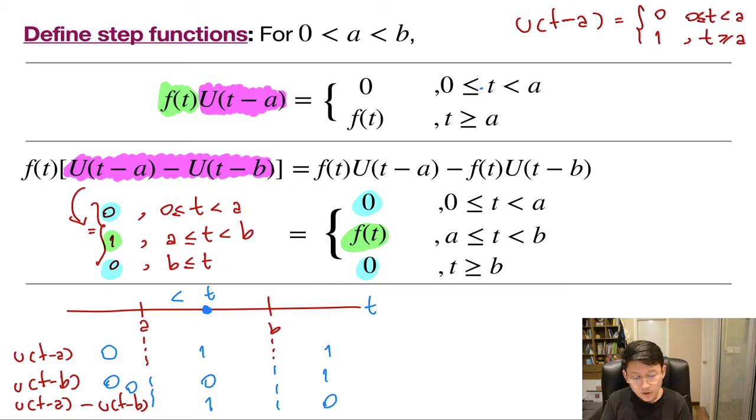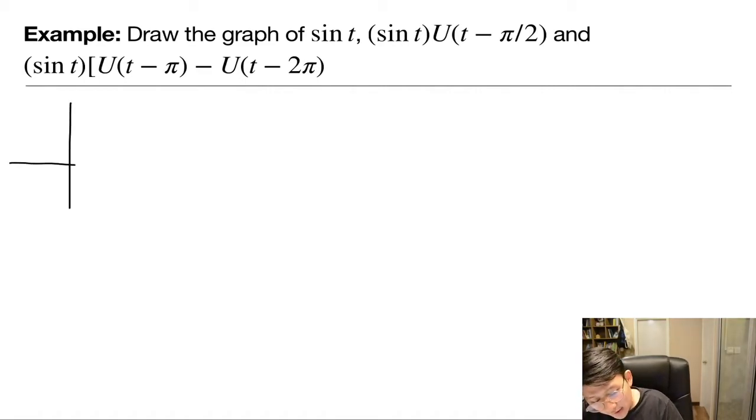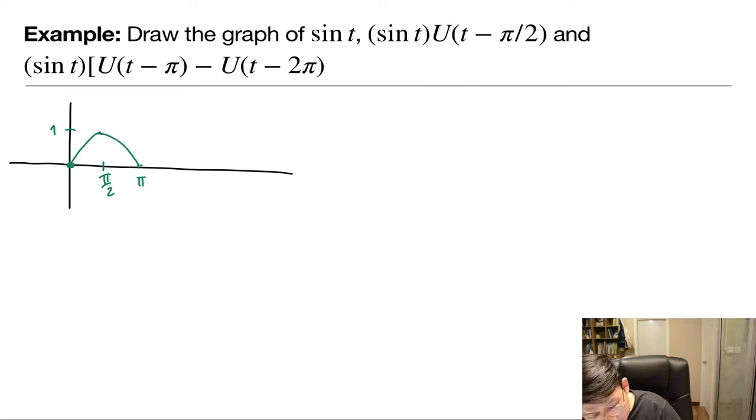Okay, so let's look at this example. Draw a graph of sin(t). Okay guys, what is the graph of sin(t)? Do you know that sin(0) is 0? Okay, and sin(π/2) is 1, and then sin(π) is 0 again. sin(3π/2) is -1, and then sin(2π) is back to 0, and then again it goes like that.